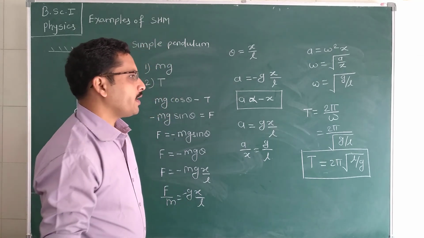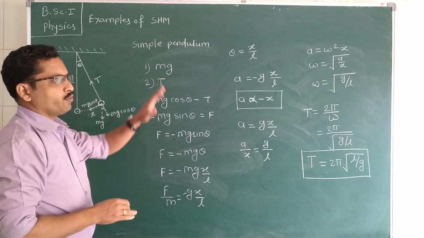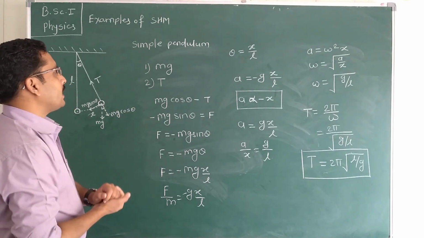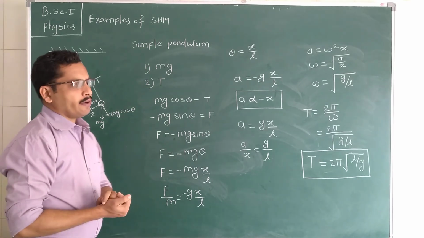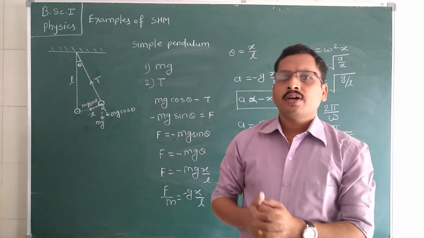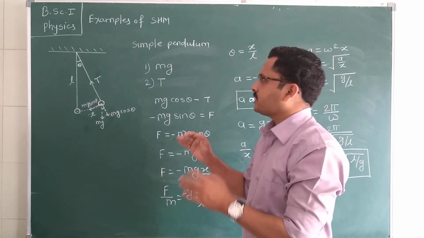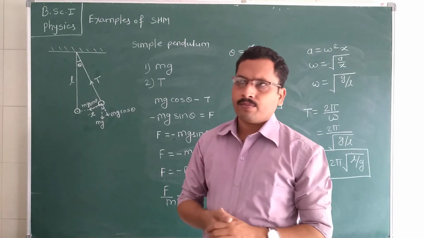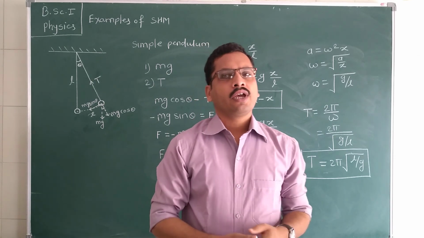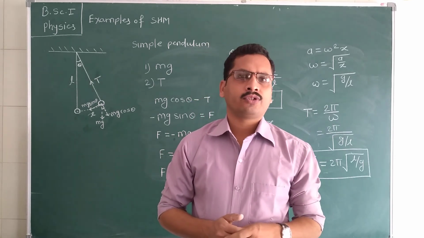So in this way, today we saw an example of simple harmonic motion in which the motion of a simple pendulum is simple harmonic motion about the mean position. So today we discussed the first example of simple harmonic motion. In the next lecture we are going to see another example of simple harmonic motion.